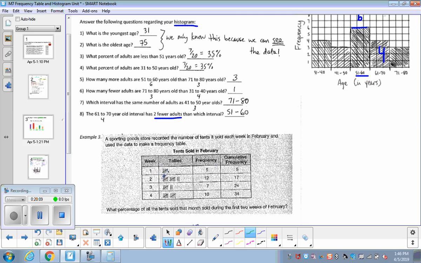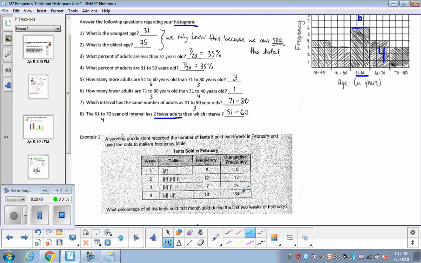Now in the second week, 12 people bought a tent, which means there were 17 total sales as of week 2. Maybe they were unveiled at a store and only a few people saw them, and then word got around, and so then the next week, a bunch of people were there to buy the tents. Now in the third week, we can see that 7 more people bought a tent, which is 24 tents sold total. And then in the last week, on that fourth week, 10 more tents were sold, and so there were 34 tents sold total.